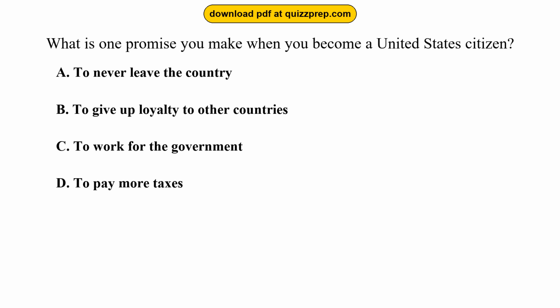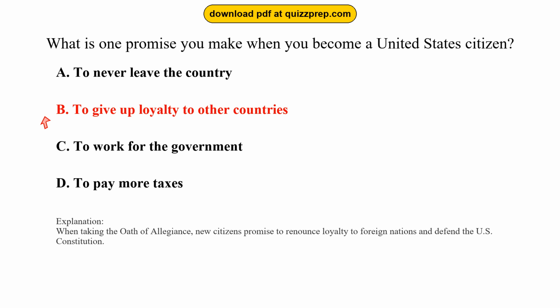Question 100. What is one promise you make when you become a United States citizen? Option A, to never leave the country. Option B, to give up loyalty to other countries. Option C, to work for the government. Option D, to pay more taxes. The correct answer is option B, to give up loyalty to other countries. When taking the oath of allegiance, new citizens promise to renounce loyalty to foreign nations and defend the U.S. Constitution.